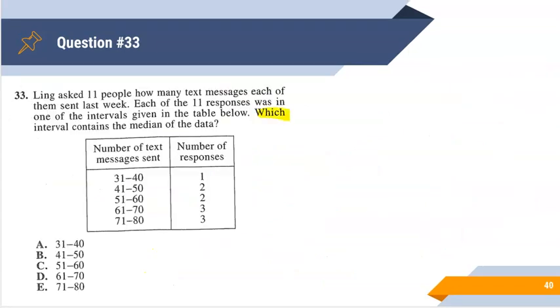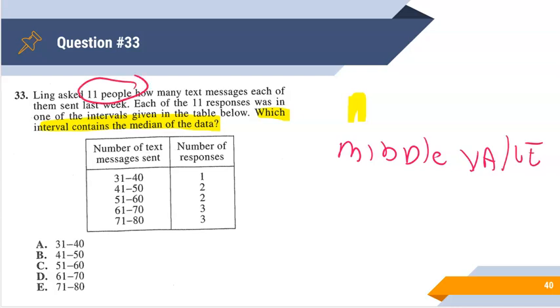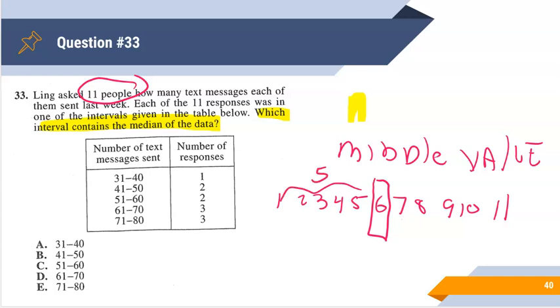Okay, this question wants to know which interval contains the median. Now remember, median is the middle value. So if I have 11 people, 1, 2, I think I could agree that 6 would be it. 6 would be in the middle because there are 5 numbers here and 5 numbers here. So what I need to do is I need to find the 6th value, right?